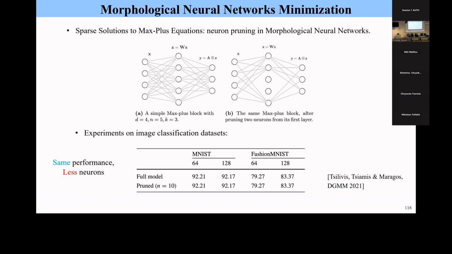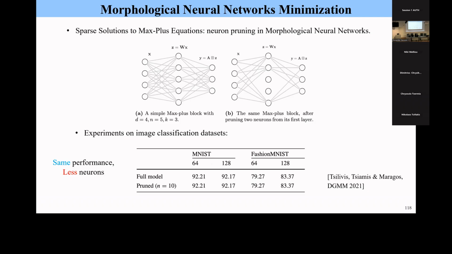The input vector is x, and the hidden layer forms a vector z, which is the matrix W times the vector x, and then the output layer is made of max plus neurons, and the output vector y is the matrix A max plus the vector z.